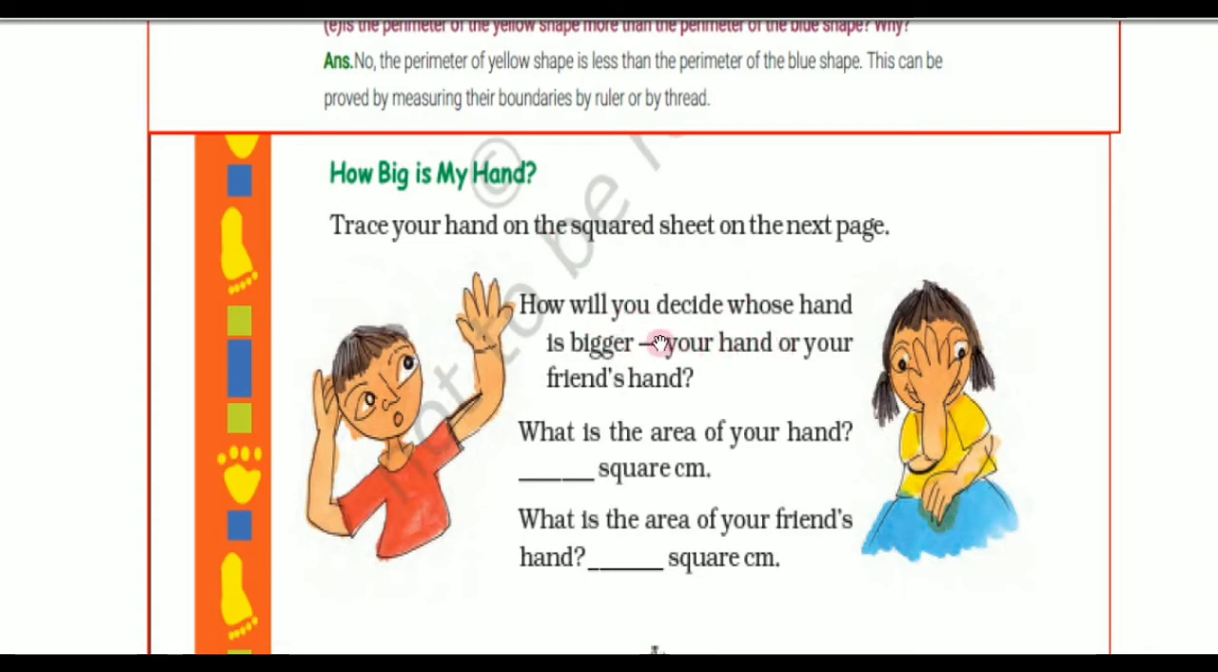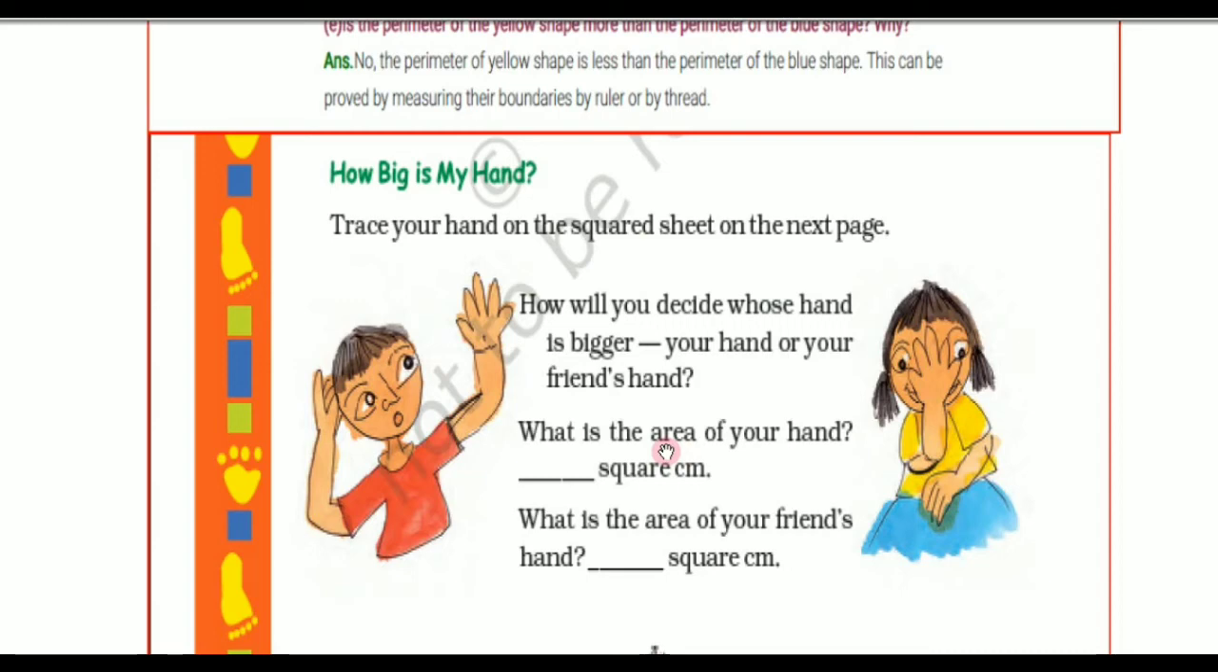How will you decide whose hand is bigger, your hand or your friend's hand? What is the area of your hand? Dash square centimeter. What is the area of your friend's hand? Dash square centimeter. So children, here you should trace your hand and your friend's hand on a square sheet paper.